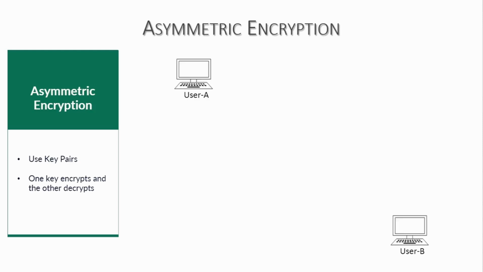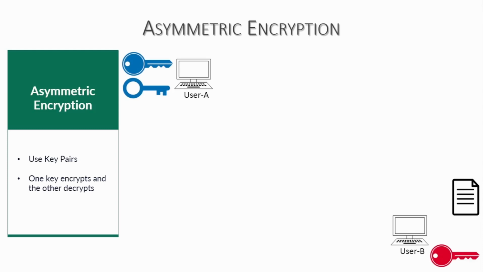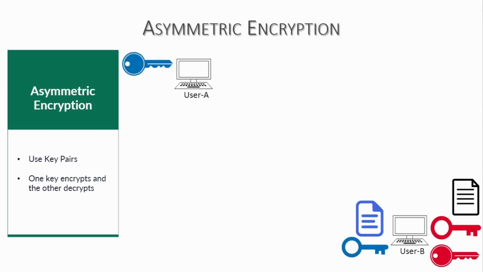So here again we have user A and user B. This time user B is trying to send a document to user A. User A has its own private key and public key. User B also has its own private key and public key. To start encrypting, first user B needs to get the public key of user A and encrypt the document with the public key of user A. Now this encrypted document cannot be decrypted with anything other than user A's private key, which was not given to anyone and was kept safe by user A.